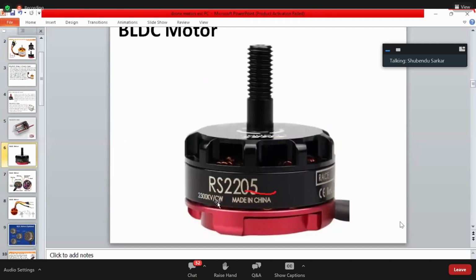There we go. So if we are talking about this motor, the KV rating of this motor is extremely high. 2300. Okay, but see one more thing. When the KV rating increases, the size of the stator is going to be reduced. Yes, that is the fundamental.